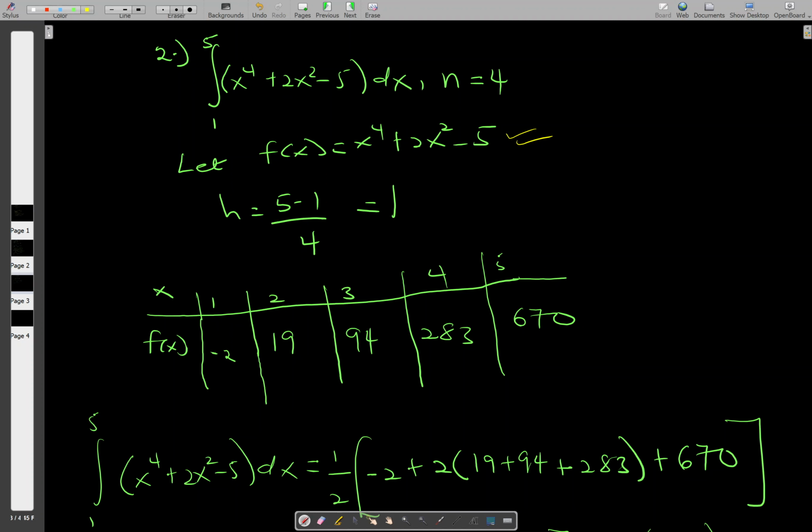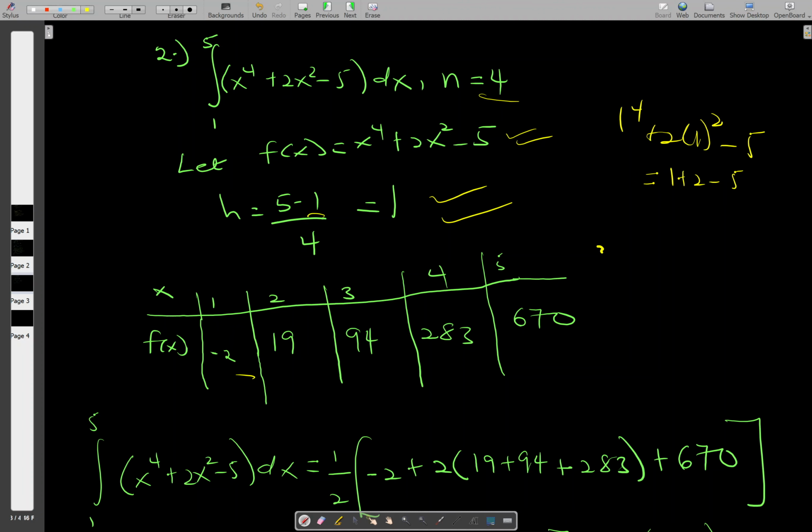Now we find the corresponding values of f of x. When x is equal to 1, that will be 1 to the power 4 plus 2 times 1 squared minus 5, and this is 1 plus 2 minus 5, which is minus 2. The same thing applies to 2 and the other values of x. When you solve it, you obtain these values.